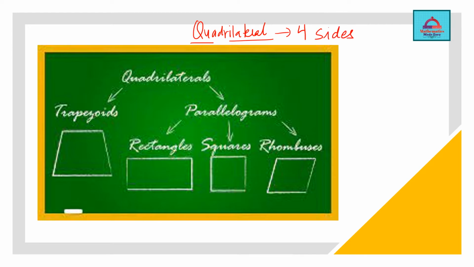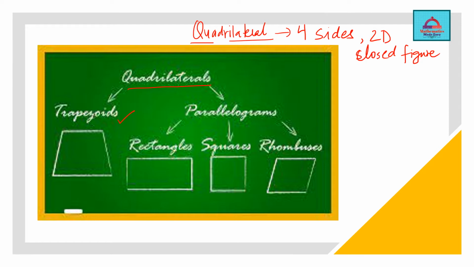So a closed figure, two-dimensional. It has length, breadth. You can find its area. Two-dimensional closed figure having four sides. That's what a quadrilateral is. Now quadrilateral, 1, 2, 3, 4, four sides.